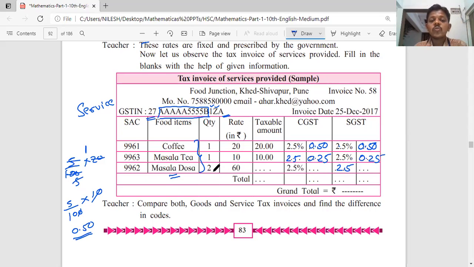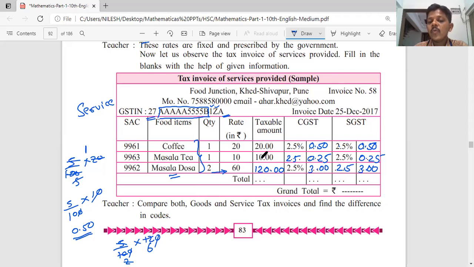Now, 2 masala dosas he has taken. Rate of 1 is 60. So, 2 ka rate kitna hua? Total amount kitna ho jayega, dono ka mila ke? 120. Yes or no, children? Yes, sir. 5 ones are 5, 2 ones are 2. Total ₹6 means ₹3 CGST, ₹3 SGST.